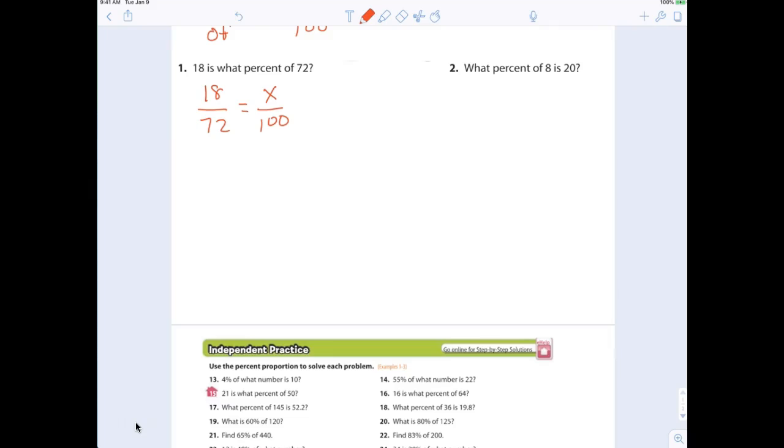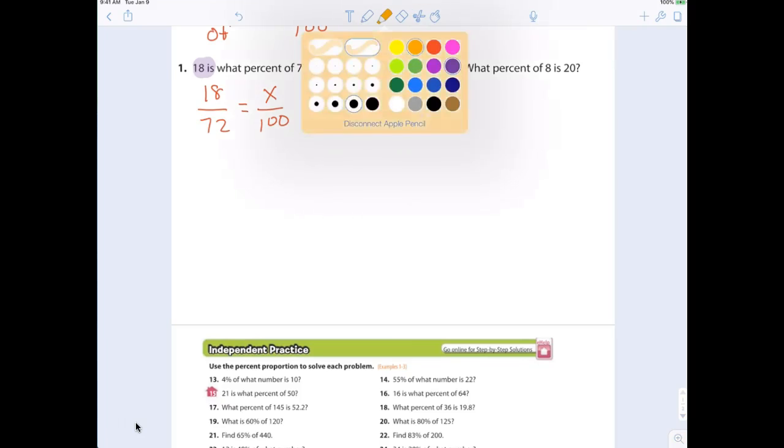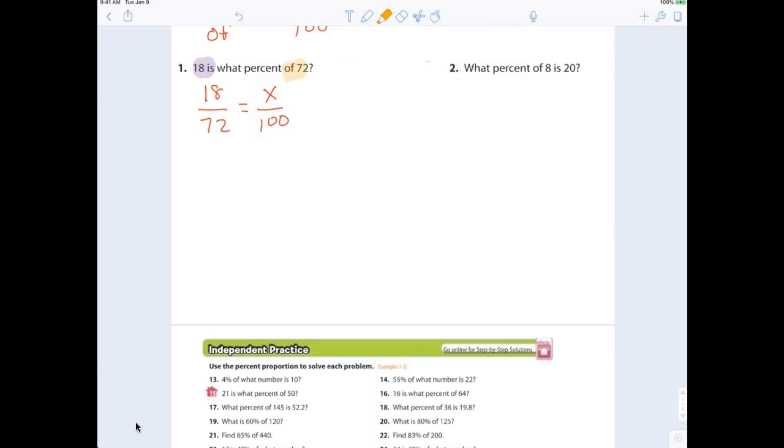That is perfect. The is over of. So I just want to highlight this just to make sure everybody's with me. 18 is right next to the is. So we use that. Then we have 72 right next to the of. So there's your is over of. Is percent over 100. Now everybody has to write that out. You don't have to write the original problem. You just have to write the fraction or write the proportion.